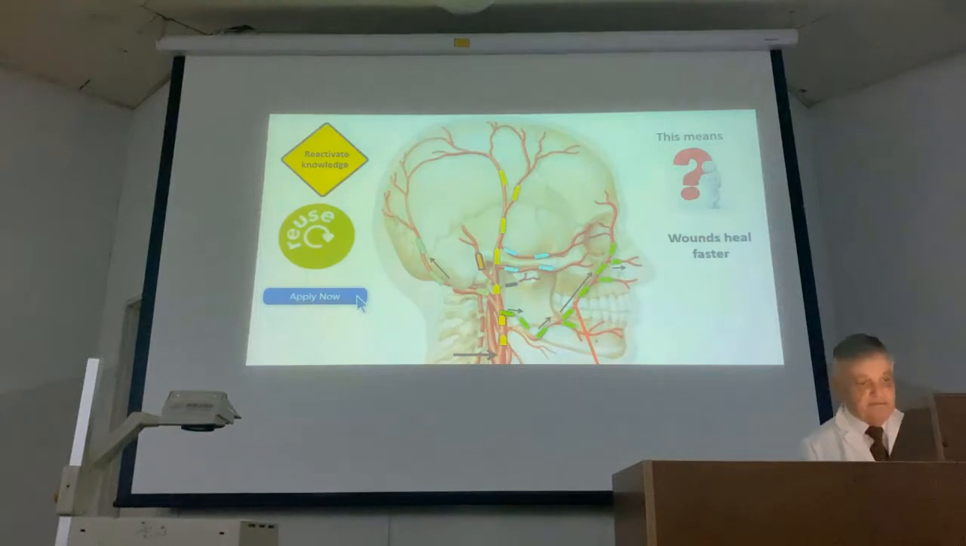This means what? This means we have very good nerve, very good blood supply of the face. And this means that wounds of the face heal faster. And you make stitches in wounds of the face, don't leave it for 6 or 7 days. It needs less because wounds heal faster.